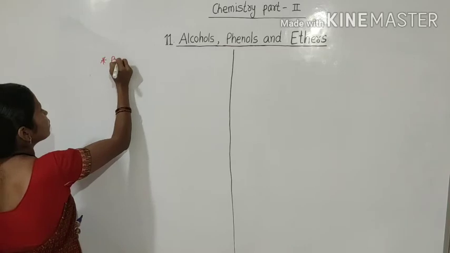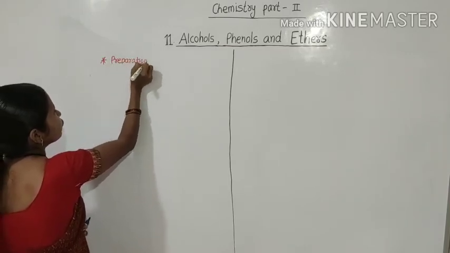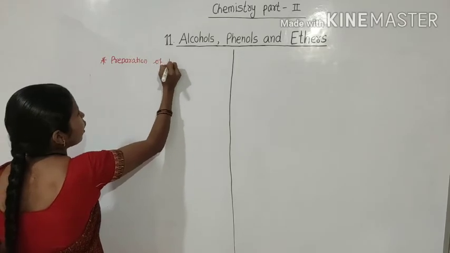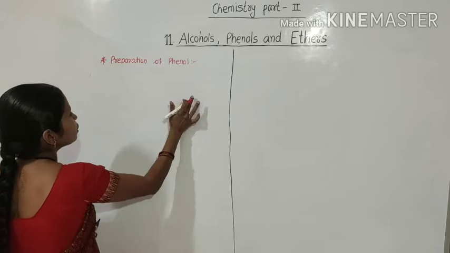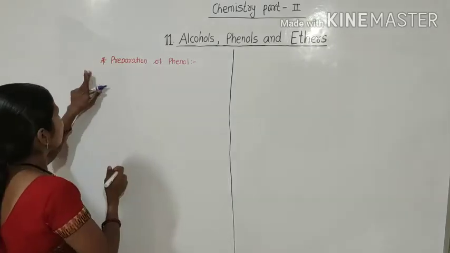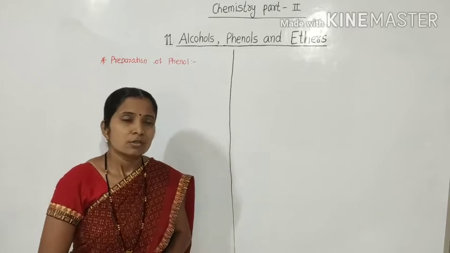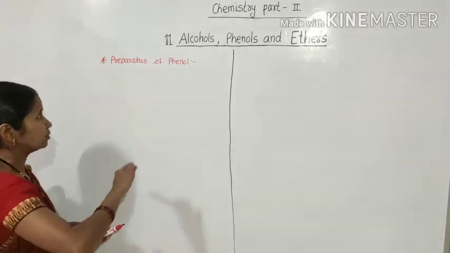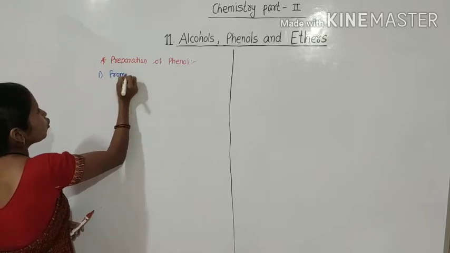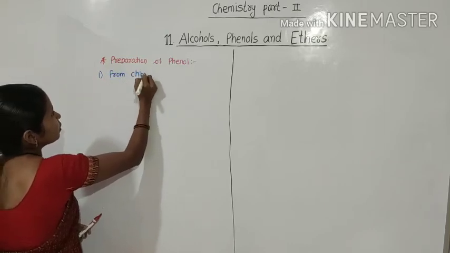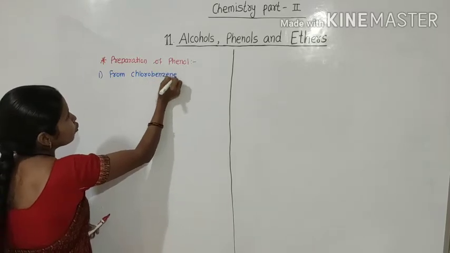Preparation of phenol. So how is phenol obtained? We see the reactions in which phenol is obtained from various compounds. First, from chlorobenzene. How is phenol obtained from chlorobenzene?